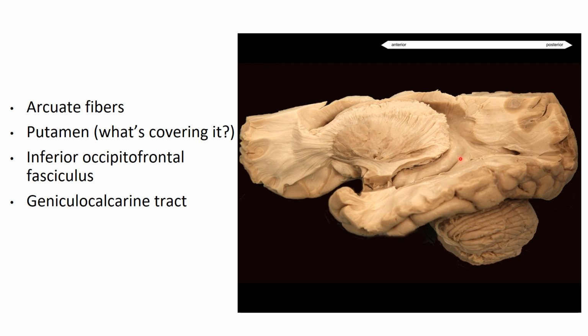And then we still have our inferior occipitofrontal fasciculus right here. And our inferior occipitofrontal fasciculus kind of blends in and becomes the geniculocalcarine tract. So when you see that wave coming, it ends up opening up into becoming the geniculocalcarine tract that's then going to come to the occipital lobe.